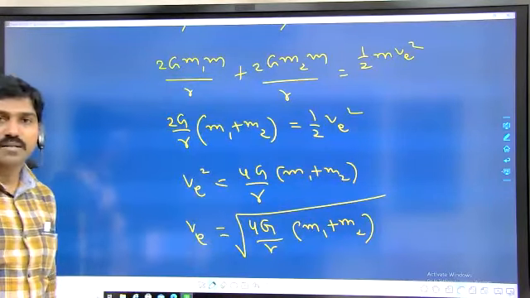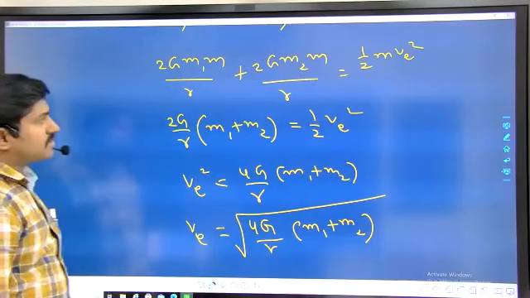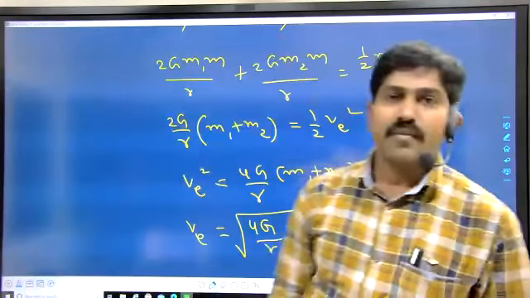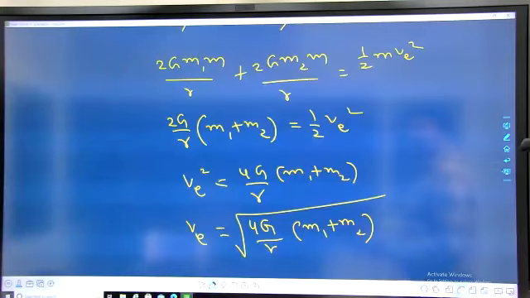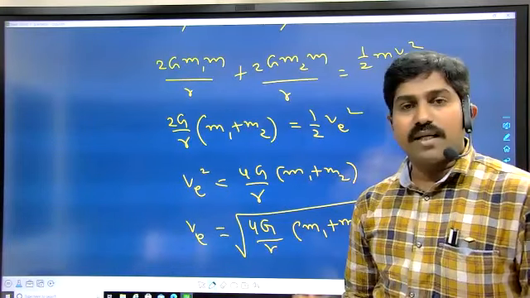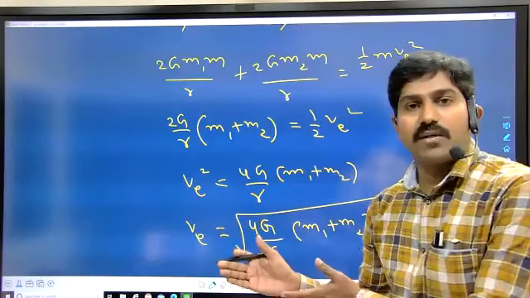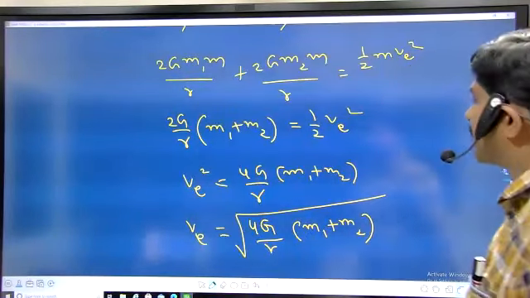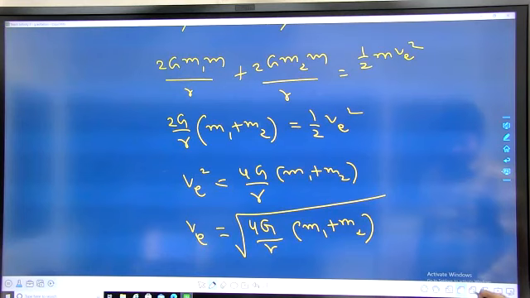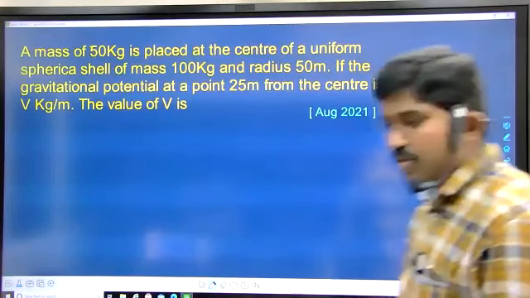Well, if you understand this, this is also a very simple question. From which point you have to calculate escape speed, there you have to calculate total potential energy, and that should be equated to total kinetic energy. That's it. Okay. Now, next question.